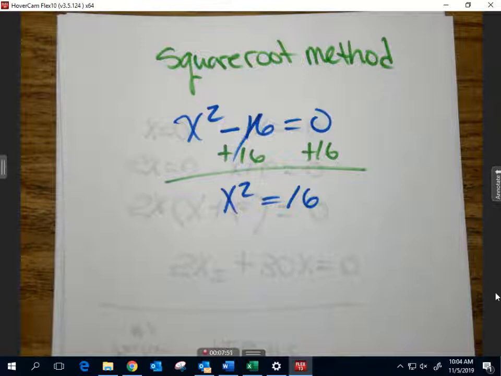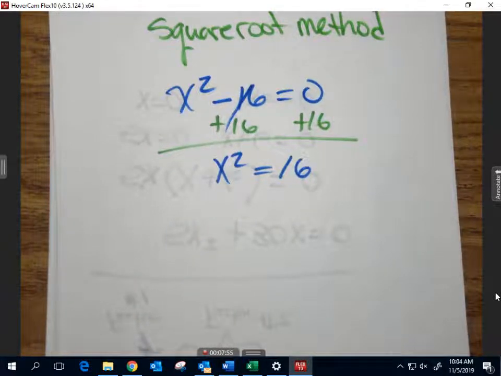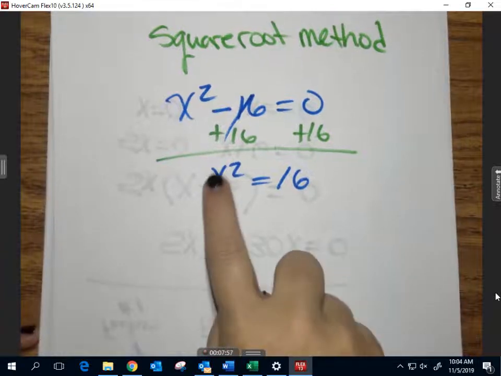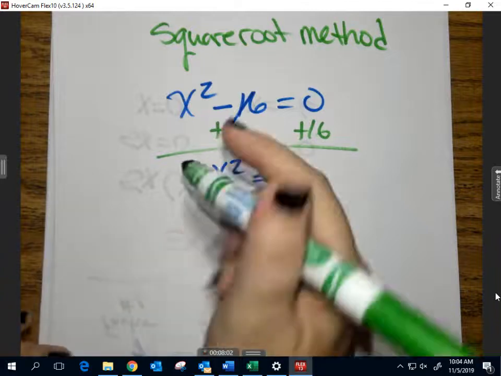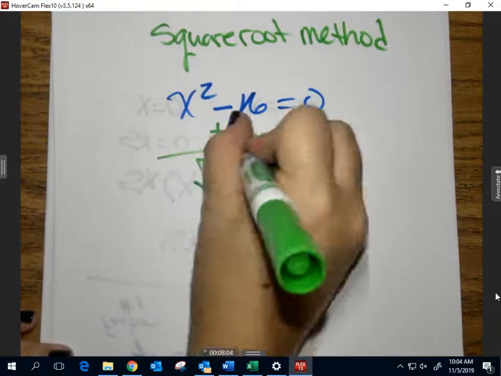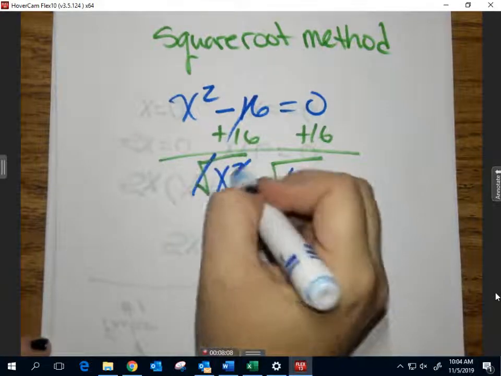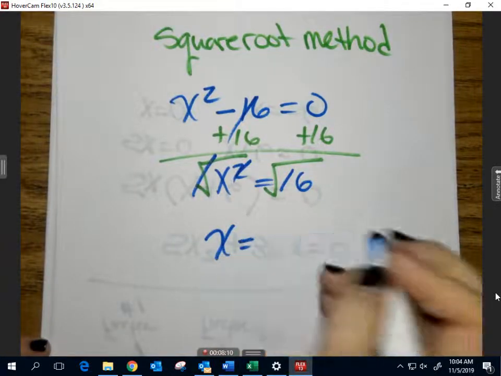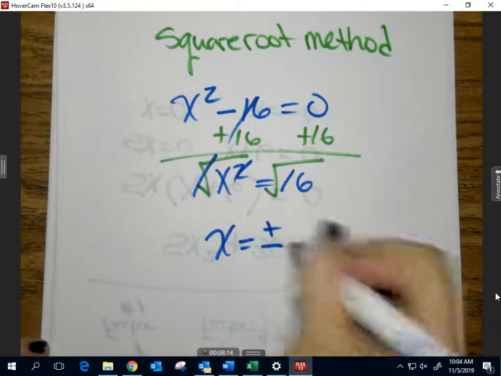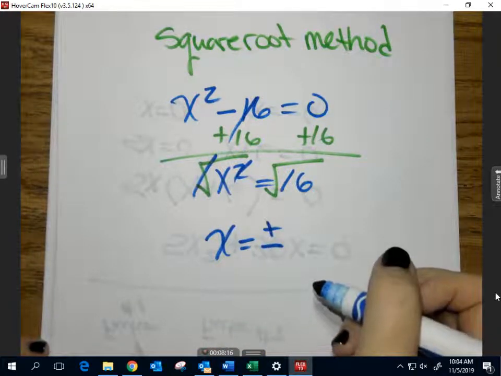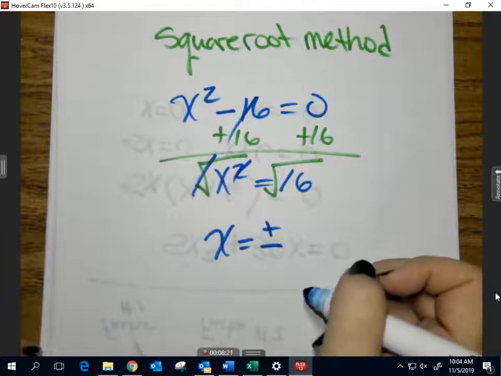Now, how am I going to solve just for x? Square root, because this x is being squared. We have to undo that, and to undo squaring something, we find the square root. So those cancel each other out, x comes down. Now remember, when I square root something, it could be a positive or a negative. Everybody understand that? And what's the square root of 16?